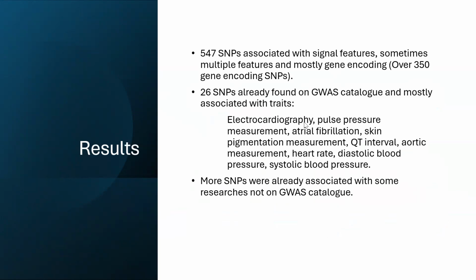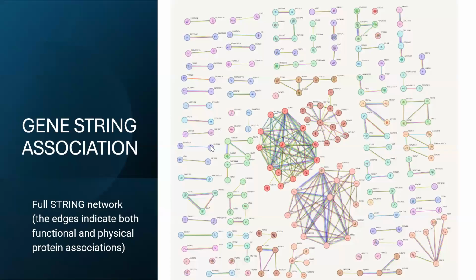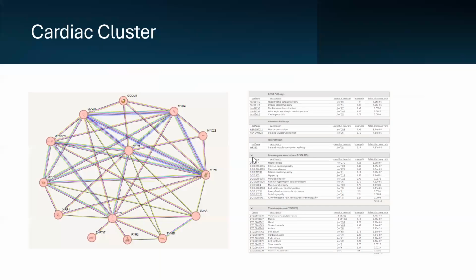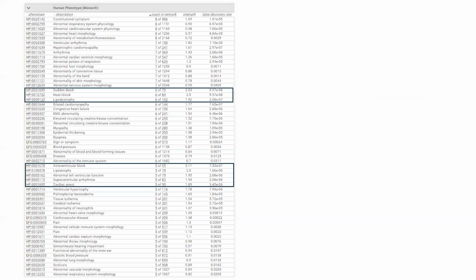We found over 500, almost 550 SNPs associated with the signal itself. 26 were already found in GWAS, including electrocardiography, pulse pressure measurements, atrial fibrillation, skin pigmentation, QT interval, and all sorts of other things that are cardiovascular connections. We can see a strong cardiovascular connection here, and here a regulatory connection, which have a lot of meaning after we go through the data, and that's something you'd be able to look into when we publish the research in a more organized way.